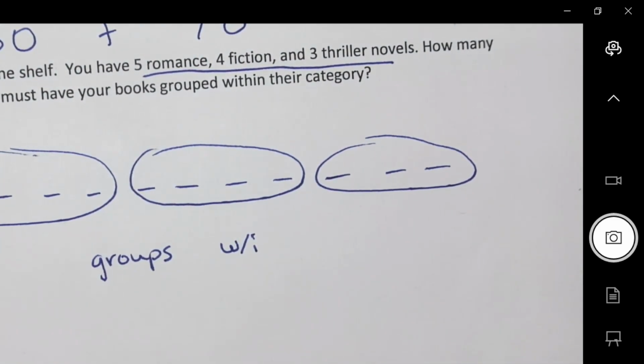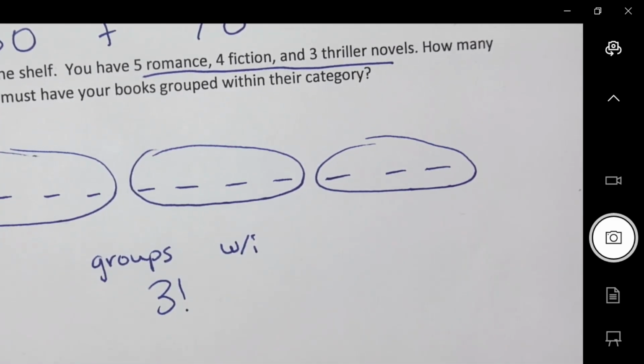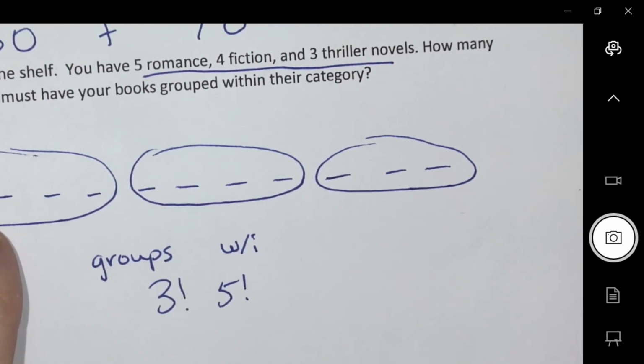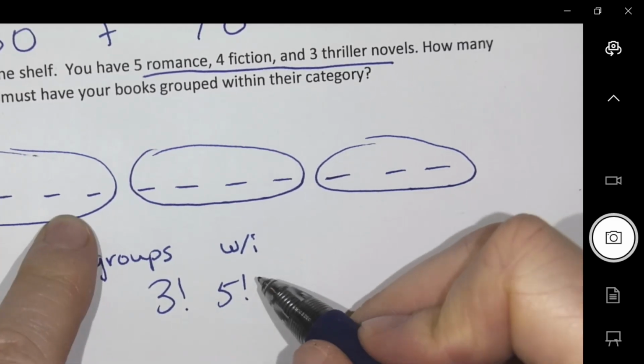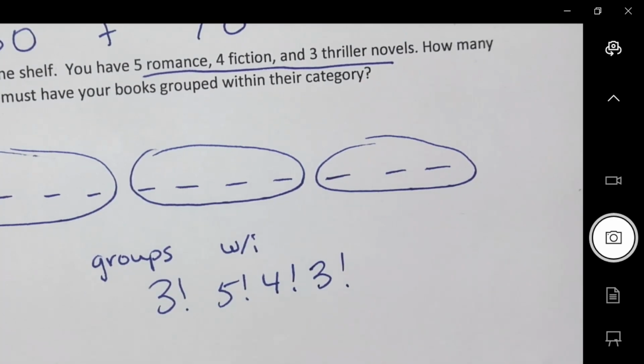It's that strategy. So I'm moving 3 groups around because I could do romance, fiction, thrillers, or I could go fiction, thrillers, romance, right? I can move them around like that. Then I could move the romance novels around. I could move the fiction novels around and the thriller novels around. Okay? So we've seen that concept a few times.